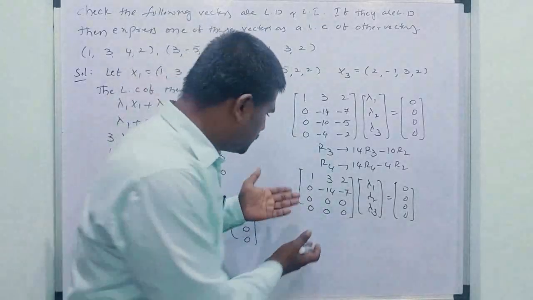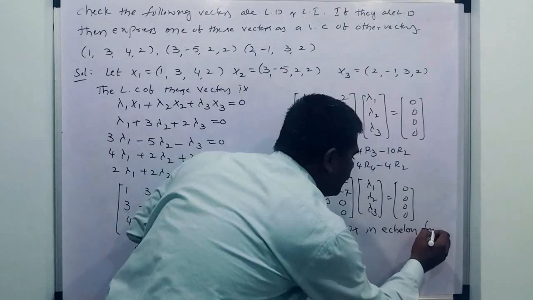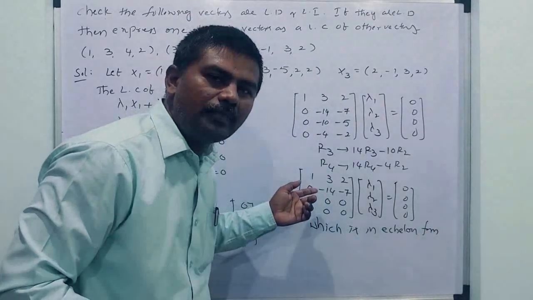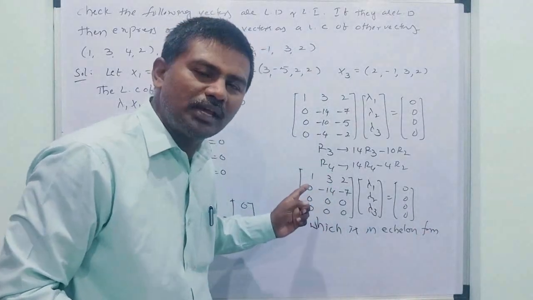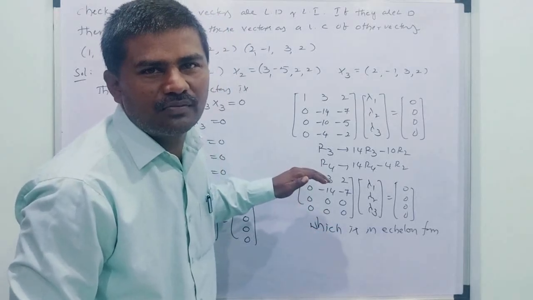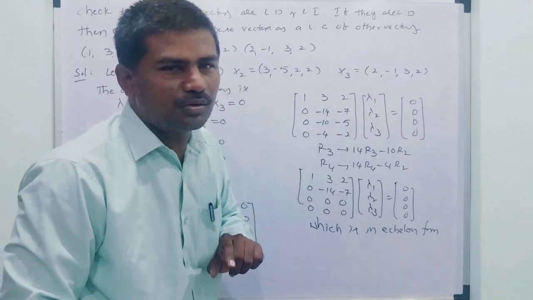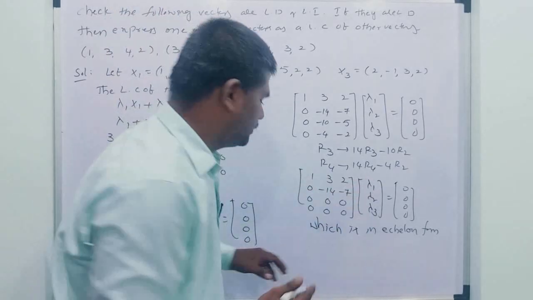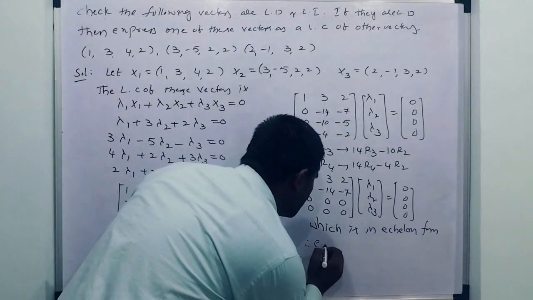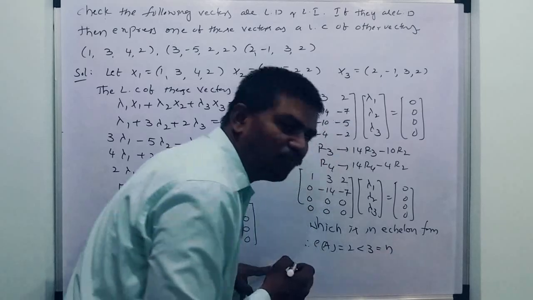What have you noticed? This is in echelon form. Whenever the matrix is in echelon form, you can find the rank of the matrix easily. How? By observing the number of non-zero rows. Here you have two non-zero rows. Unknowns are 3. Therefore, rank of A is equal to 2, but less than 3, which is the number of unknowns.